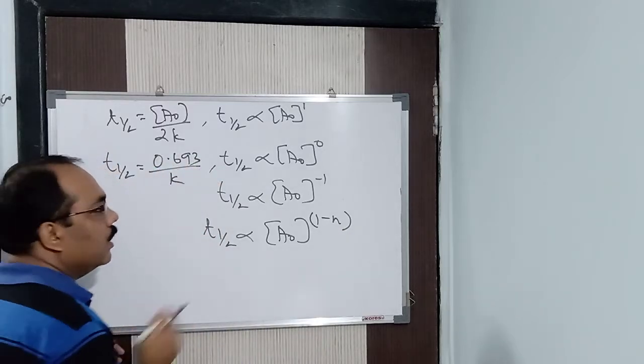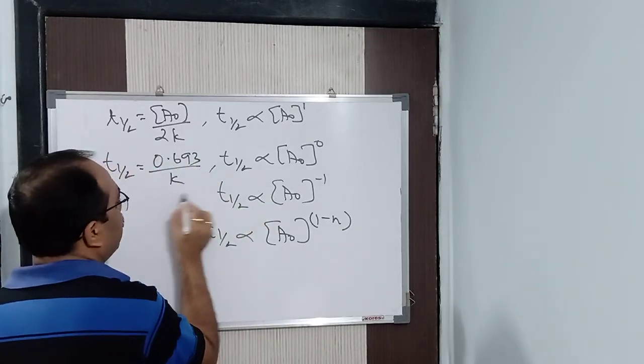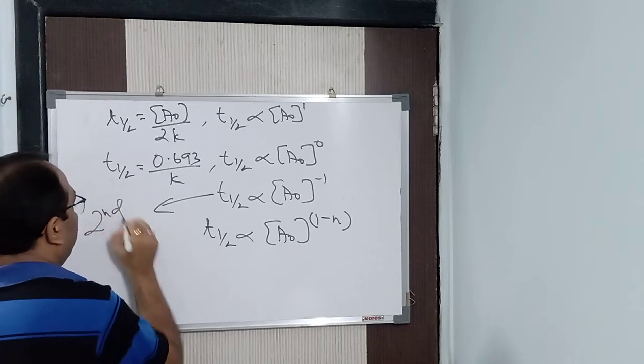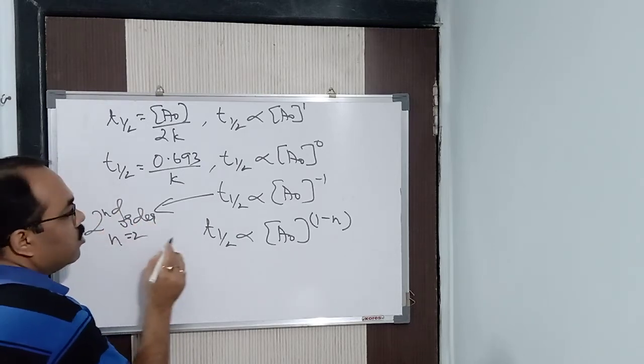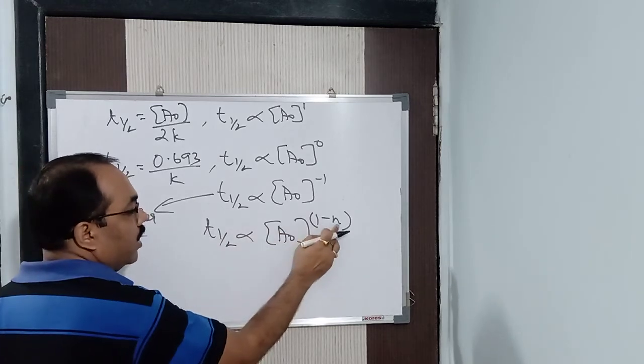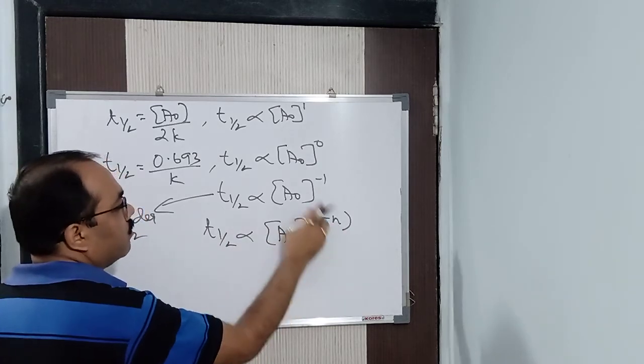How is it 1 minus n? Okay, let us see. This one, which order is it? Second order. We will put the value and find it out. Second order means the value of n is 2 here. 1 minus 2, how much is it? Minus 1. You got it, minus 1, or not?